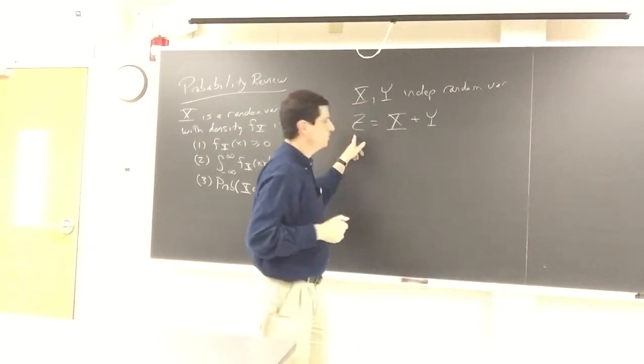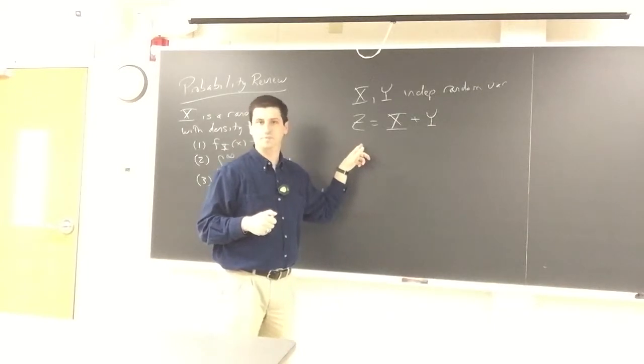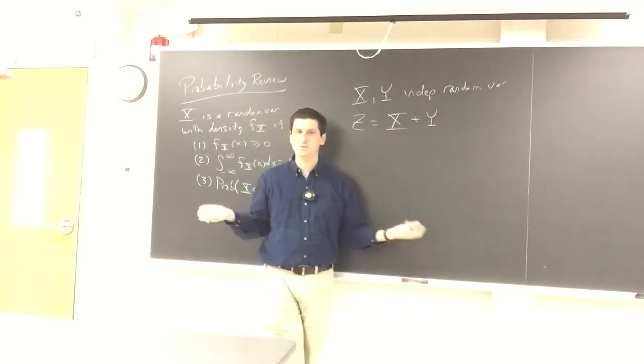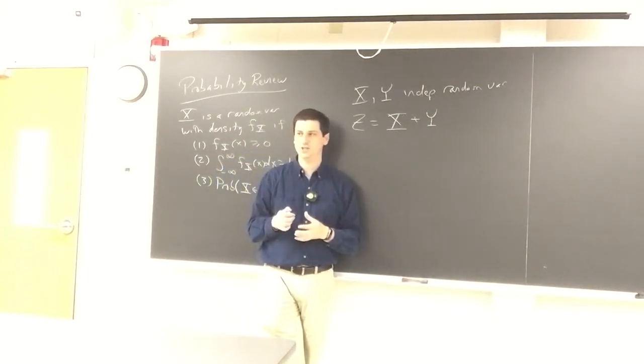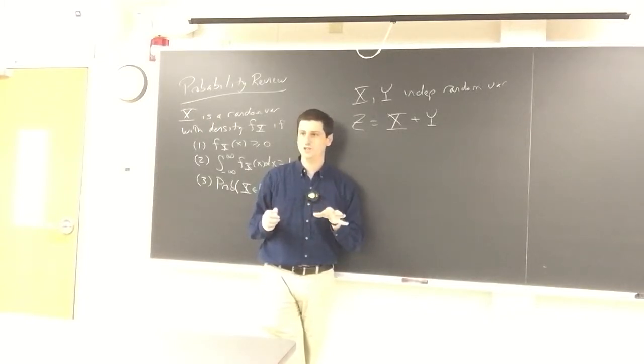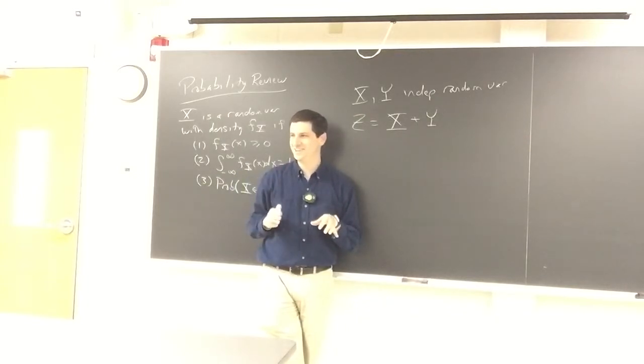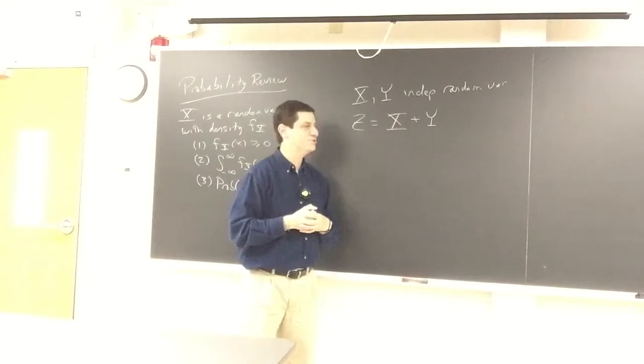So let's calculate the density function of Z. There's a lot of ways to do this. I am trying to do this in as fast a way as possible. If I'm correct, only one of you has taken probability. Is that correct? Which one? Arjun, have you taken probability? No. Okay. So I'm going to try to do this a little fast.